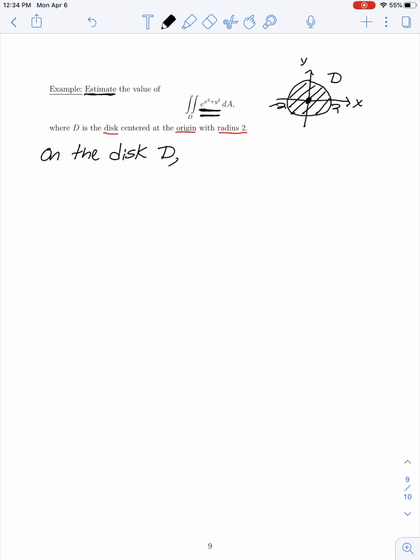I know that on the disk, capital D, the value of x squared plus y squared is certainly non-negative, since the sum of squares must be at least 0, and the sum of the squares can't be any greater than 4 here, because the boundary of this disk is the circle centered at the origin of radius 2. That is, the circle x squared plus y squared is equal to 4. So the sum of the squares can be at most 4 for points in that disk.